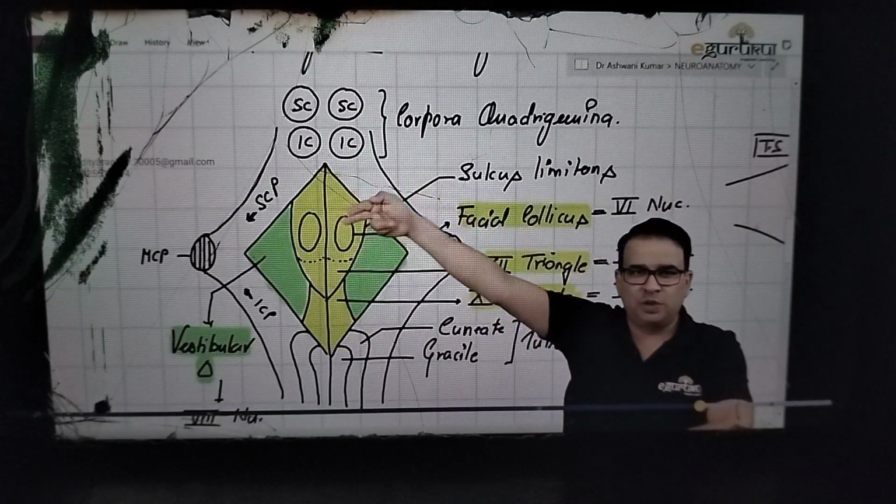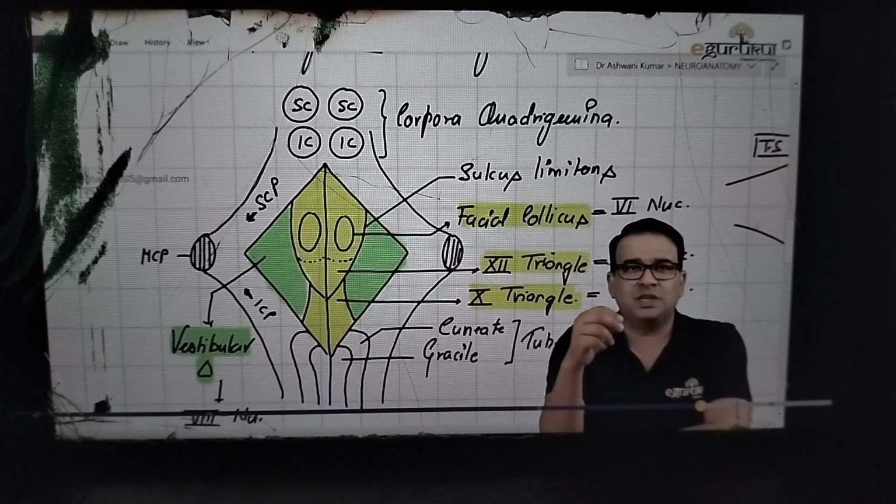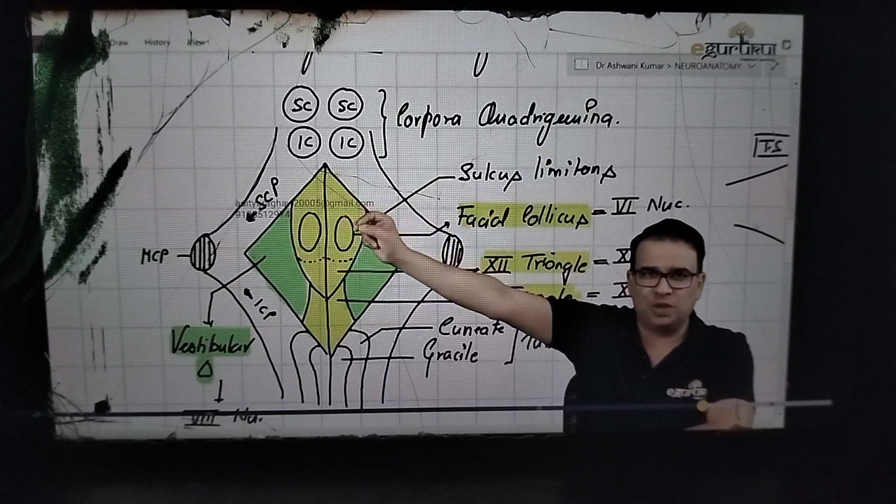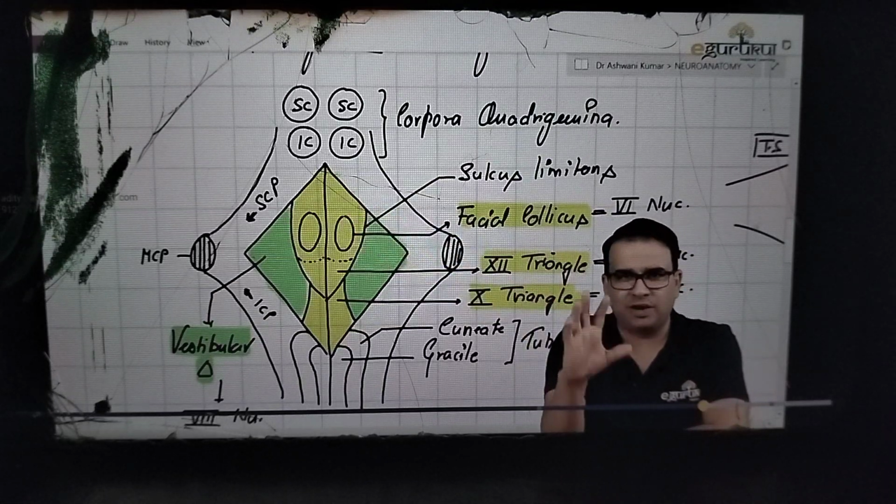Let's say I put an arrow on the facial colliculus, and the first time the question was pretty simple. The question was: what is the nucleus present deep to the following elevation? So although we call it the facial colliculus, the nucleus present deep to it is the sixth nucleus, the abducent nucleus, and most of the people who read about the fourth ventricle got it right, no problem.